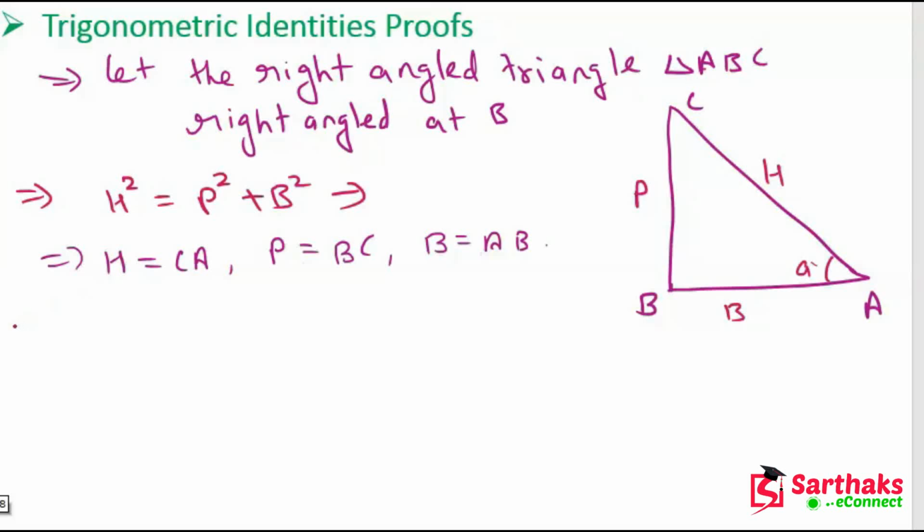Okay, my dear friend, so we can put these values in the above equation. So we have AC square is equal to AB square plus BC square. Okay, so this is our first equation. So now we have to prove the three Pythagoras trigonometric identities.